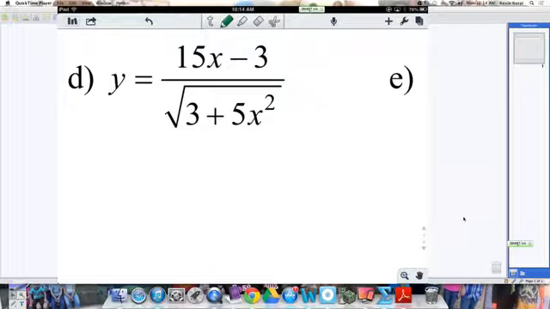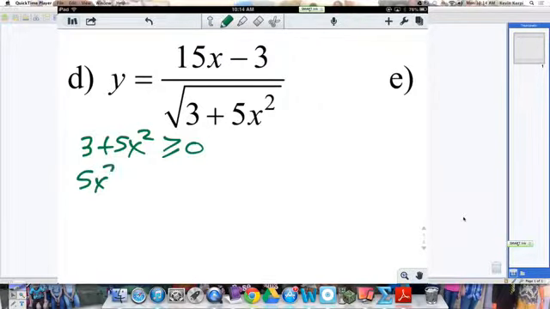We look to the bottom, we have a square root, and there's a variable underneath it, and there's a variable in the denominator. So once again, we have both things to check for. So step 1, 3 plus 5x squared has to be greater than or equal to 0. That's 5x squared plus 3 has to be greater than or equal to 0.